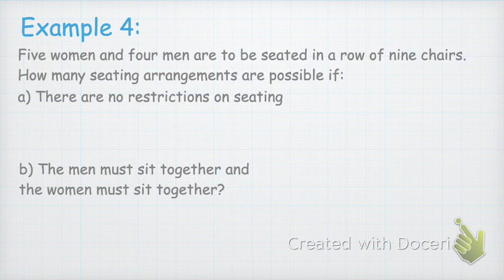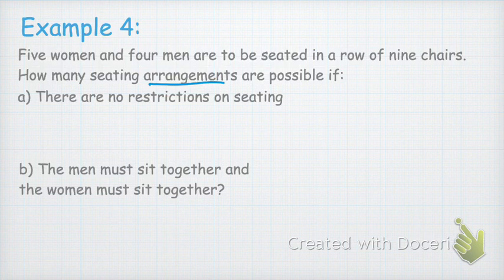All right, we've got 5 women and 4 men, and we need to sit them together in 9 different chairs. And we want to know how many different arrangements are possible. So arrangements makes me think, I'm putting things in order. And the first question is, what if there are no restrictions on seating? Which means I've just got 9 total people, and I can put them in whatever order I want.